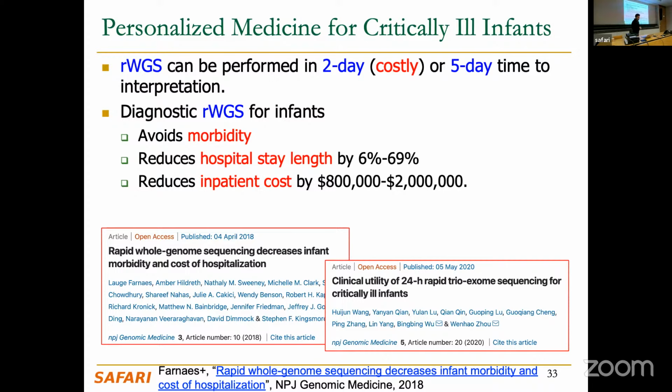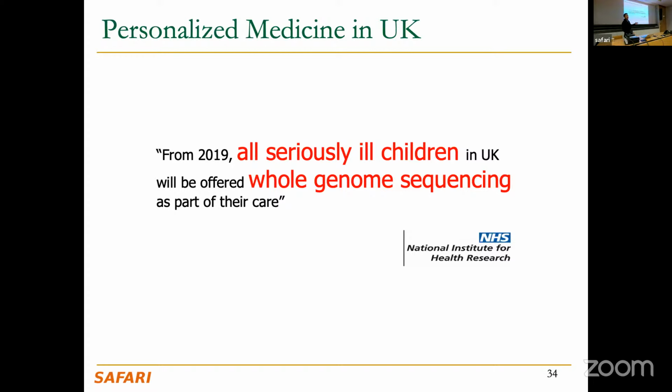And there are certain goals, right? It needs to be done in 2 days or 5 days so that we can provide answers quickly. And this is actually a requirement now in the UK for every seriously ill child. Whole genome sequencing is now a part of their healthcare.